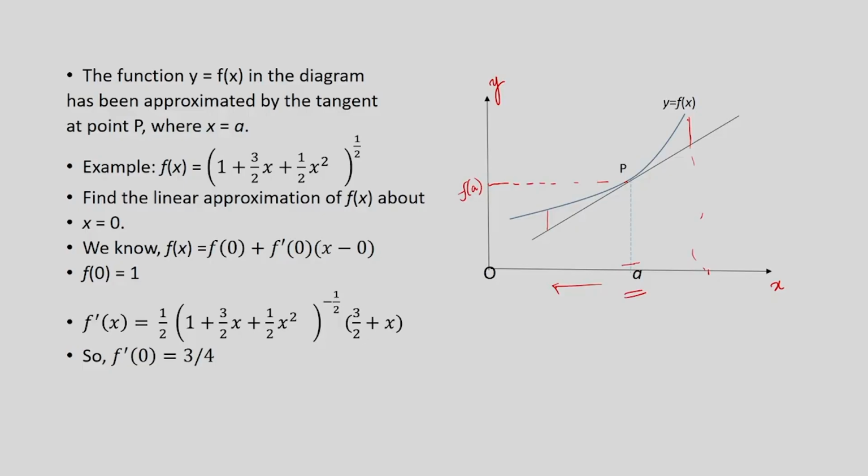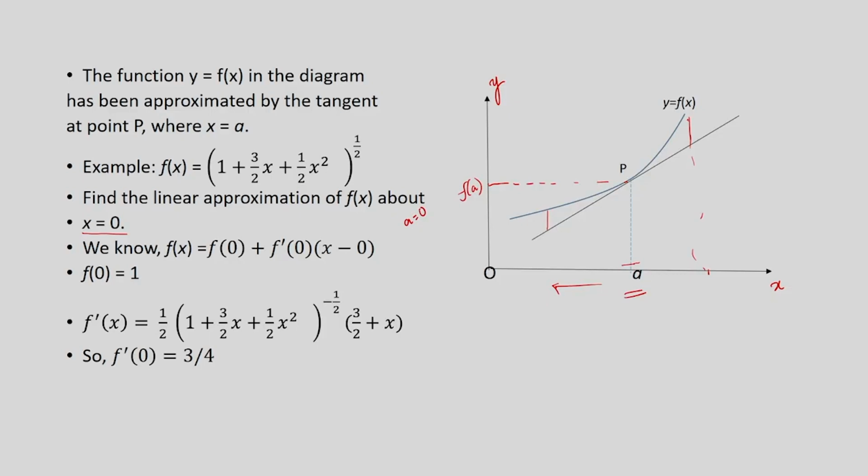Now, let us take an example. Suppose f(x) is equal to (1 plus 3x divided by 2 plus x squared divided by 2) whole thing to the power of half. Okay, so this seems to be a little bit complicated function, and what I need to do is find the linear approximation of f(x) about x equal to 0. So, here basically small a is given to be 0, around the point 0.